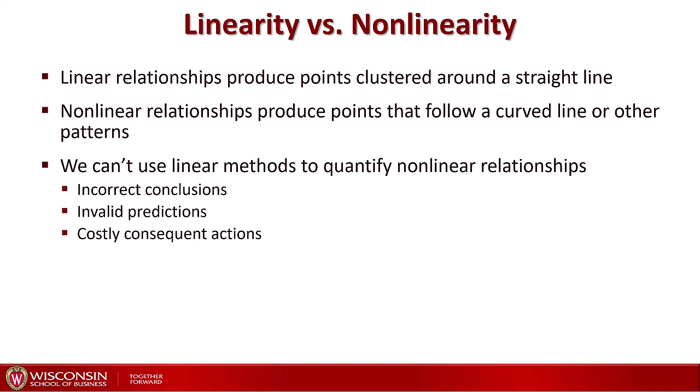Linear relationships produce points clustered around a straight line. Nonlinear relationships produce points that follow either a curved line or other patterns. This is really important for when we get to regression in the coming weeks, because we can't use linear methods to quantify nonlinear relationships. This is why it's so important to plot your data with a scatter plot and see what it looks like. Much of the regression techniques that we'll learn initially are only valid for linear relationships.